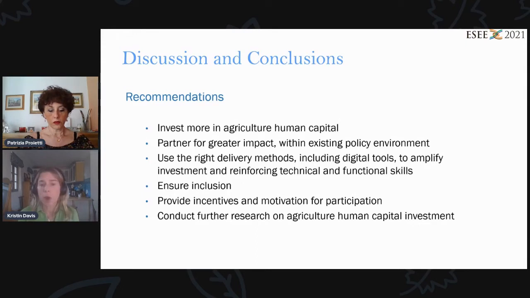And then thirdly, using the right delivery methods. Digital tools, of course, were very important to amplify the investment, but they have to be used with care. There's some people that might not have access to digital tools. They might not have the right infrastructure. And so we don't want to leave people out by using digital tools, but they do provide a lot of promise and a lot of ways to amplify the work that you're doing. Then you want to also reinforce these technical and functional skills by providing links to market and things like that. And also by providing complementary skills such as the ability to speak in public and things related to empowerment and so forth.